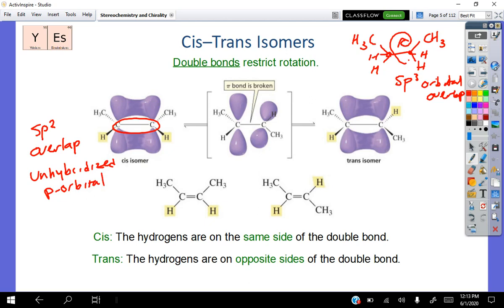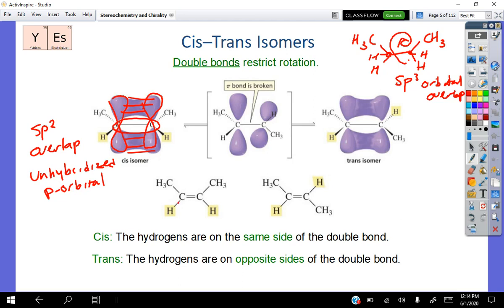And since we have an unhybridized p orbital, we end up with p orbital overlap side to side. And when we have p orbital overlap side to side, that locks the molecule into position, and the substituents attached to those sp2 carbons cannot move. The only way to move them is by breaking the pi bond overlap from the two p orbitals, and then you can interconvert them. So a chemical reaction has to occur in which a double bond is broken in order to get a cis isomer to turn into a trans isomer and vice versa.